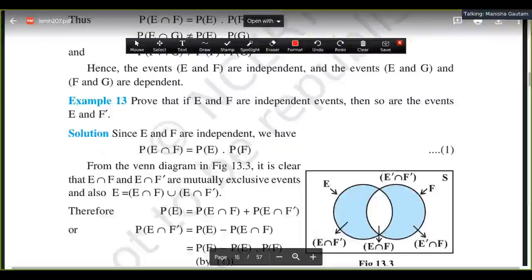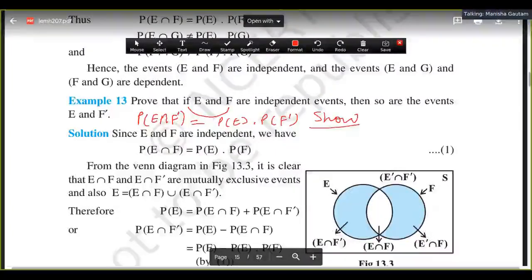Prove that if E and F are independent events, it is given to you that E and F are independent events, then so are the events E and F'. It means E and F' are both independent events. We want to show that the probability of the intersection of these should be equal to probability of E into probability of F'. You have to show this.